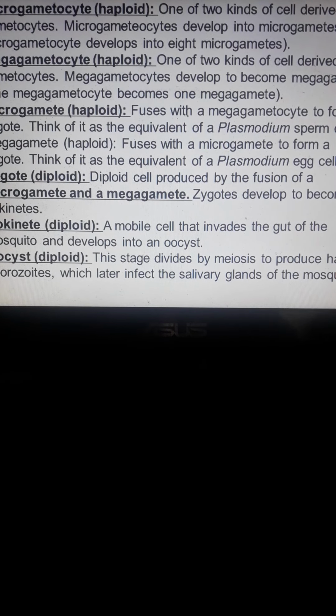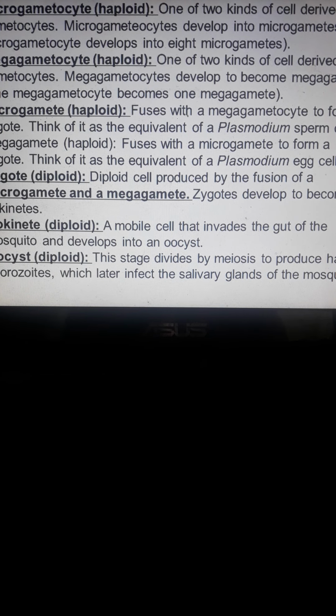So that is what we call the sexual stage. Think of it as equivalent to the Plasmodium's egg cell. Okay? So that is what we call fusion already. That is a sexual reproduction process. Zygote, or diploid cells, are produced by fusion of microgamete and macrogamete. Zygotes develop to become ookinetes. And then this is diploid already. So it is a mobile cell that invades the gut of the mosquito and develops into an oocyst.